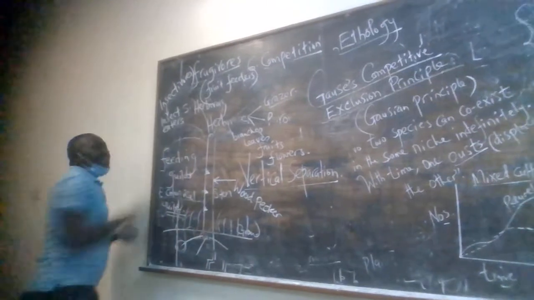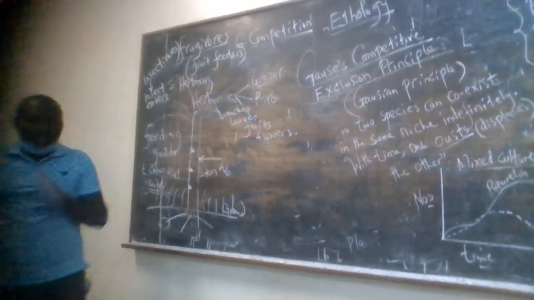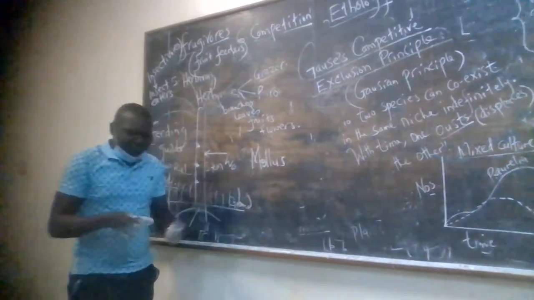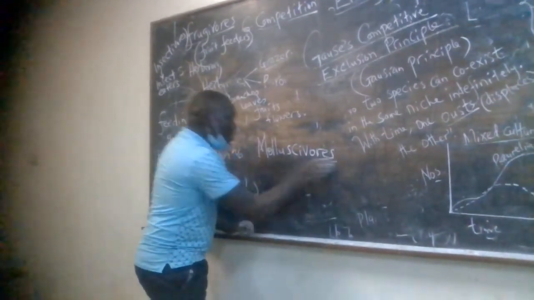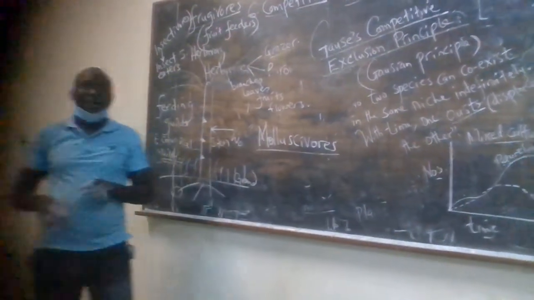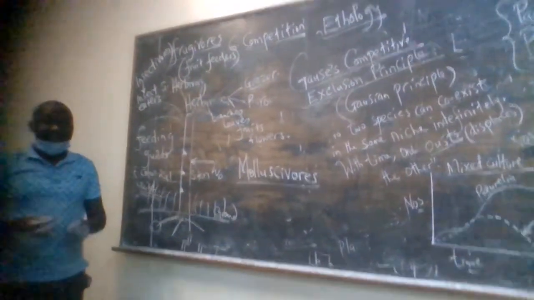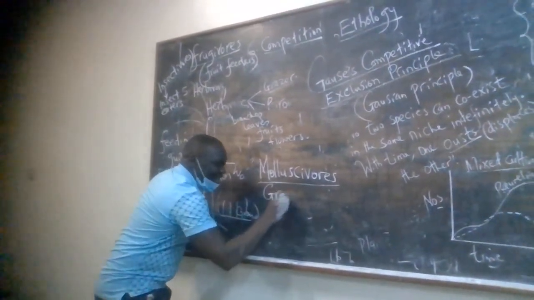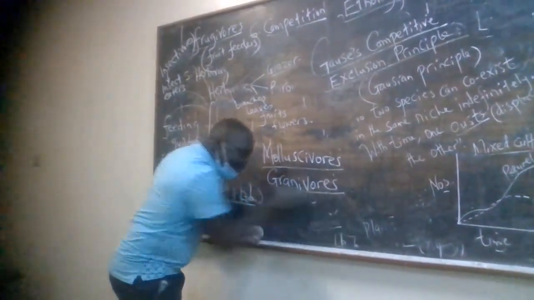Another feeding guild which I have talked about is those which feed on mollusks, the soft-bodied animals like snails. So these are called molluscivores. Molluscivores are another feeding guild in the forest environment. Then those which eat grains are another feeding guild, which we call granivores.